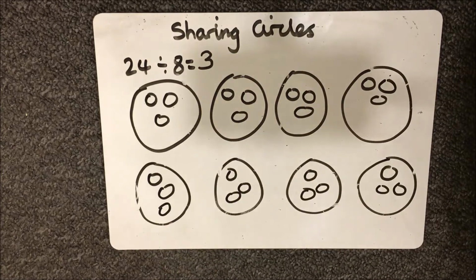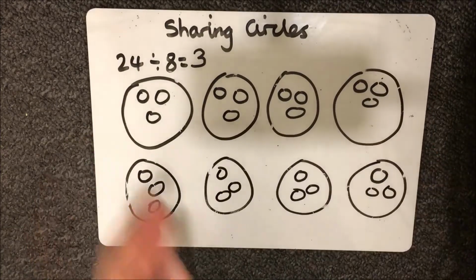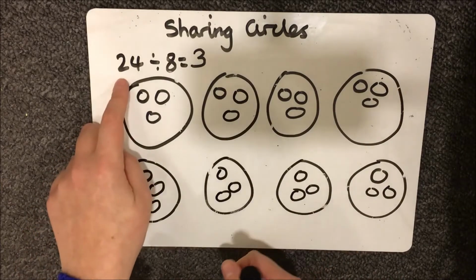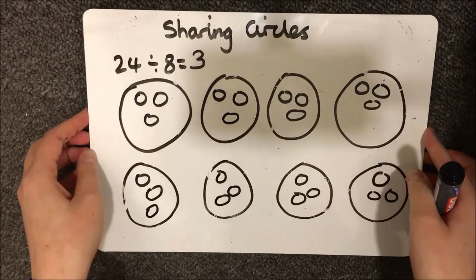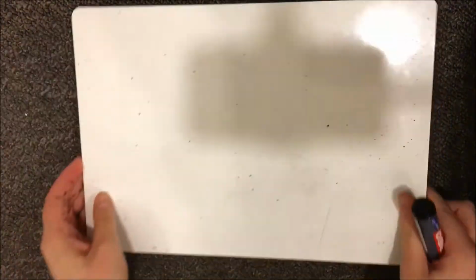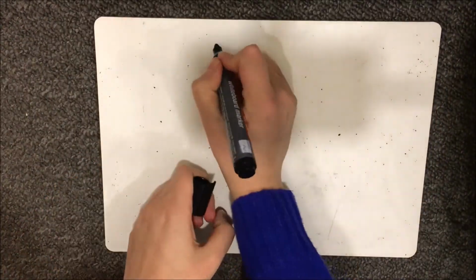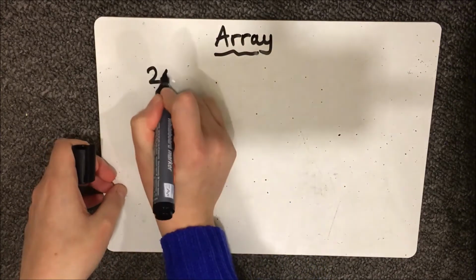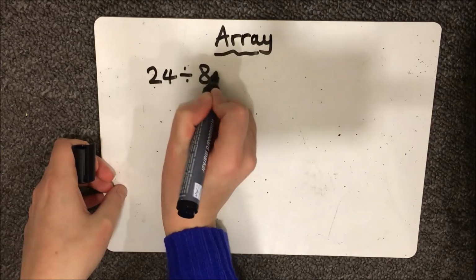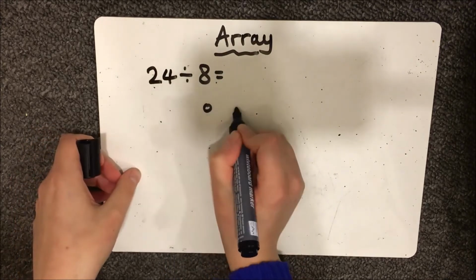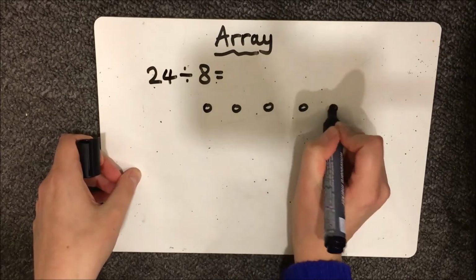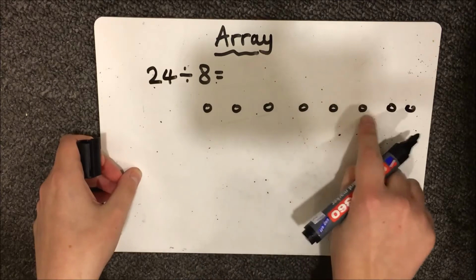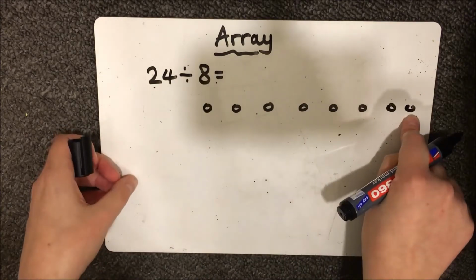They each get 3. Now, I don't know about you, but that took a long time. I had to count out so many footballs and I had to draw so many groups. Let's see if using our array is a better method. So, array. And again, I'm writing my number sentence first to remind me. 24 divided by 8. So I need 1, 2, 3, 4, 5, 6, 7, 8. These are like my bags here. 1, 2, 3, 4, 5, 6, 7, 8. Have to do the same all the way to 24.